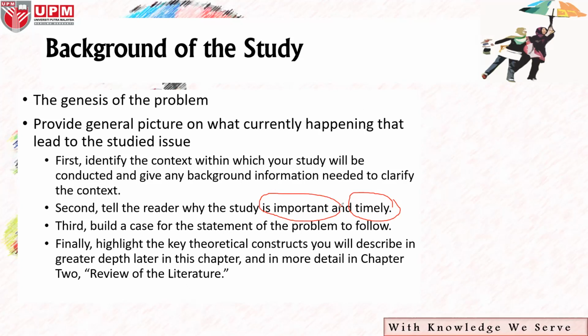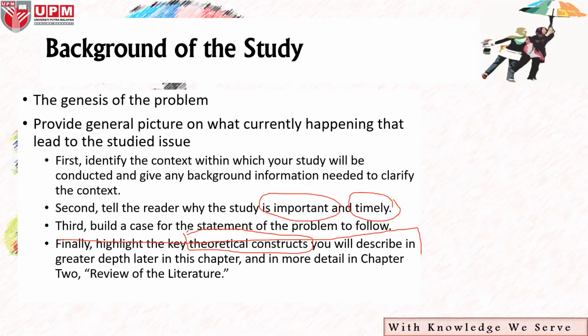Finally, highlight the key theoretical constructs you will describe in greater depth later in this chapter and in more detail in chapter 2. Meaning that in this section you also need to include or introduce the theories you are going to use in your study under the background of the study. You need to introduce your theories here. Make sure all the theories stated here are similar to the theory you introduce in chapter 2.